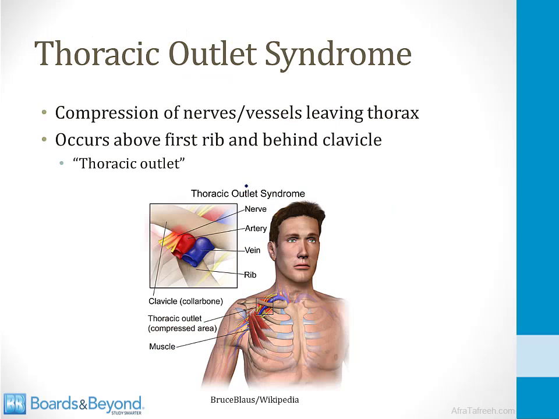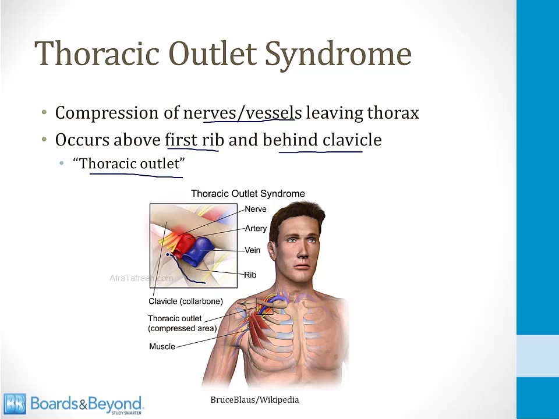Now let's talk about the thoracic outlet syndrome. This syndrome occurs when there is compression of nerves and vessels as they leave the thorax. The place where this occurs is above the first rib and behind the clavicle. This section of the body is called the thoracic outlet. There's a picture of it on the screen here.